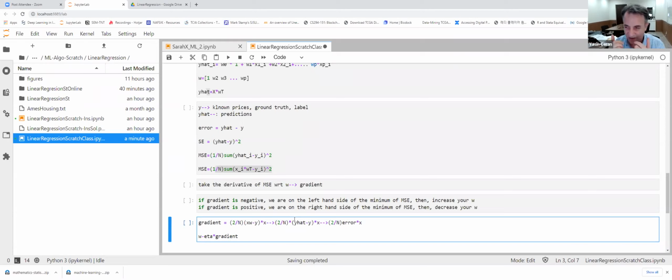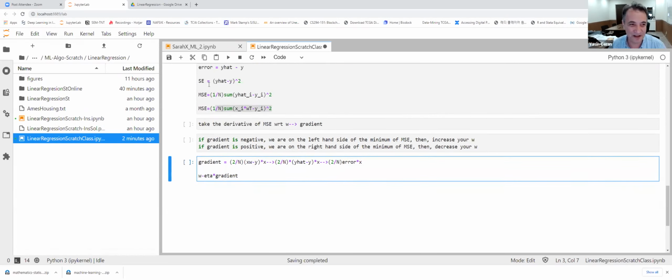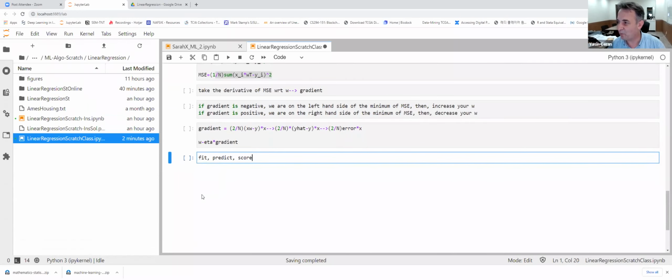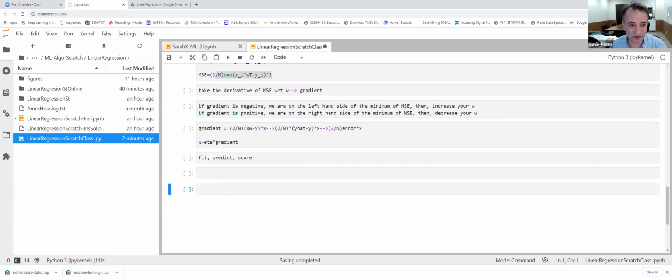Okay, so I just tried to give you beforehand what we are going to write the code for. That's why I spent some time with this one. All right, now let's get back to the very beginning. We said we need to have fit, predict, and score. Eta is the step size. Now we are ready to write the code. Let's write the code together.